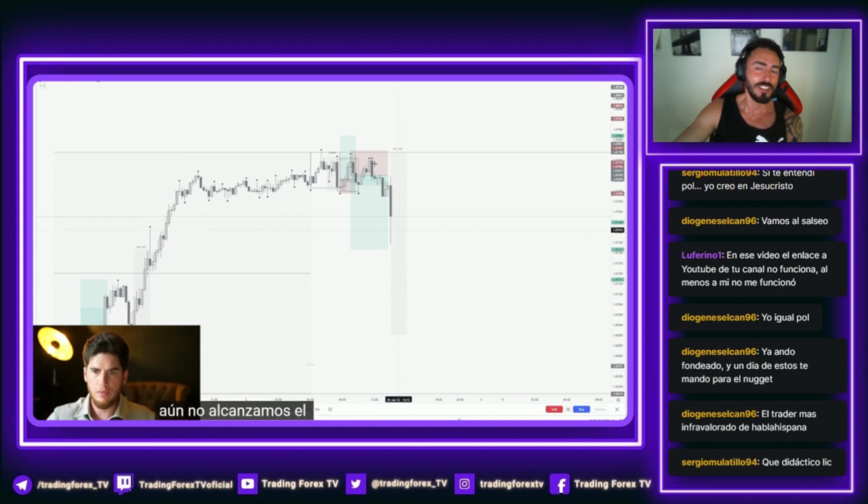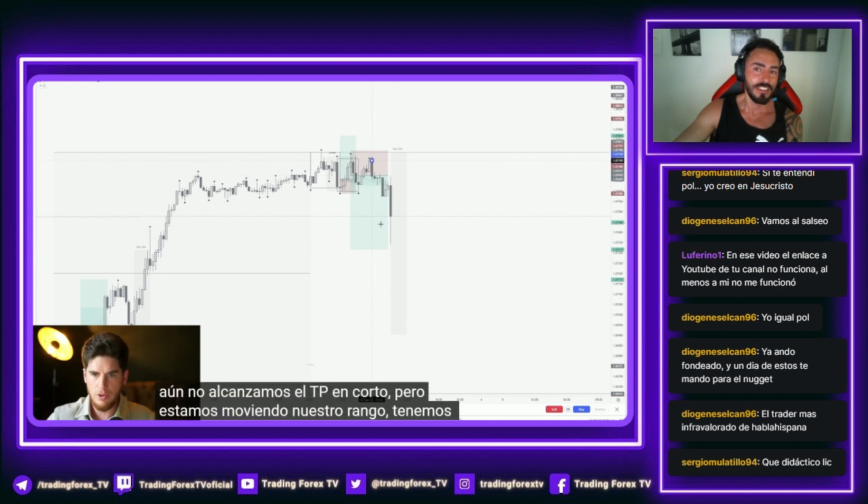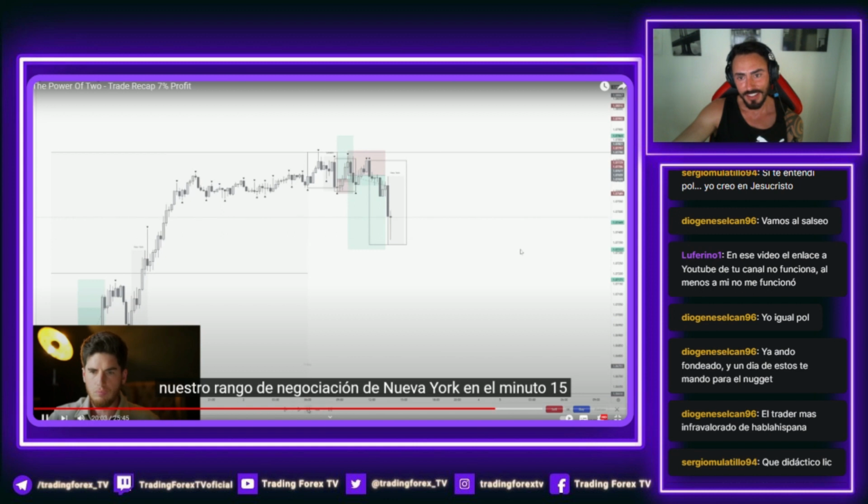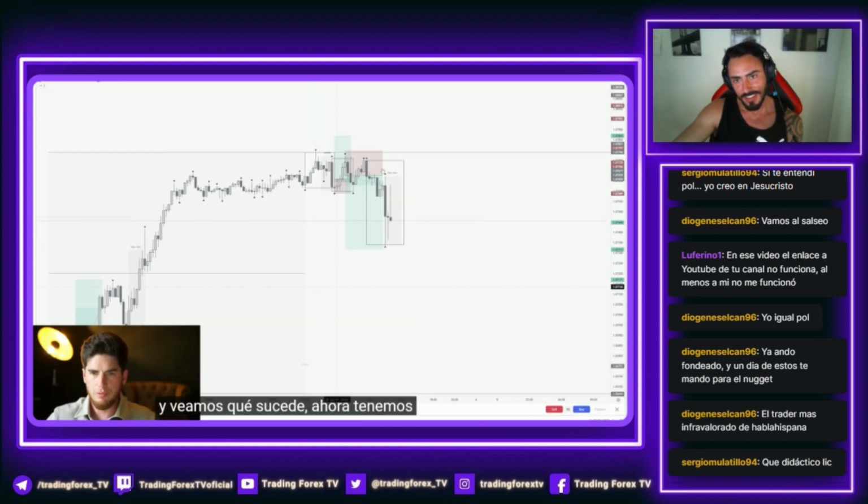We've not hit TP on the short yet, but we are moving our range. We've got our most recent fractal and current lows. This is our New York dealing range on the 15-minute. And let's see what happens. We've now got a new fractal high formed.